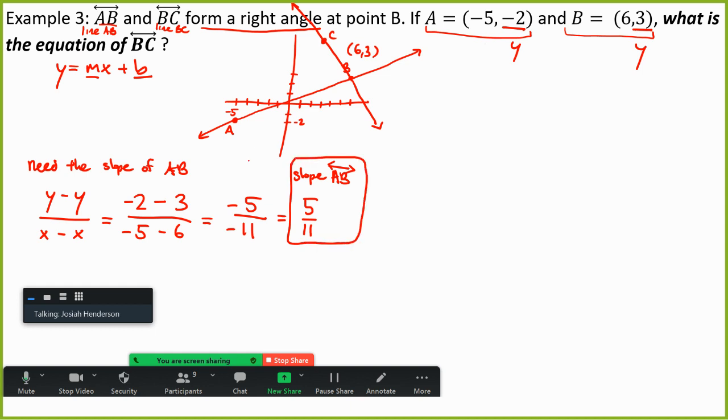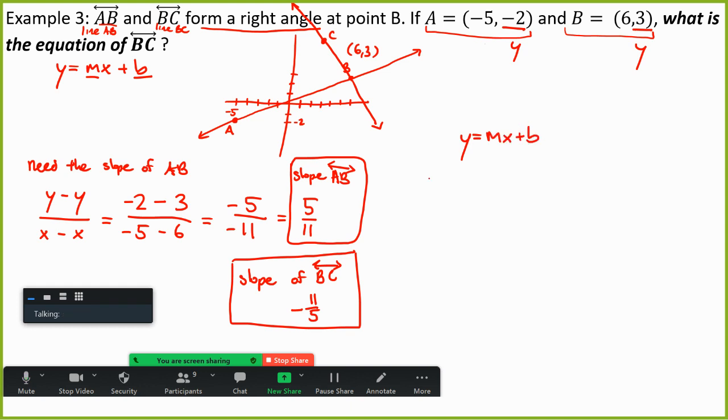Okay, so now we have the slope of AB. We want the slope of BC. So we're going to do the opposite reciprocal of 5/11. Flip the fraction, 11 over 5, and we have to change the sign. So -11/5. Okay, now I think we can finish this. We're going to go to our generic formula, y equals mx plus b. We just found the slope we'll use, negative 11 fifths.